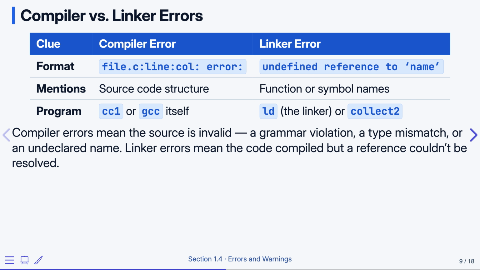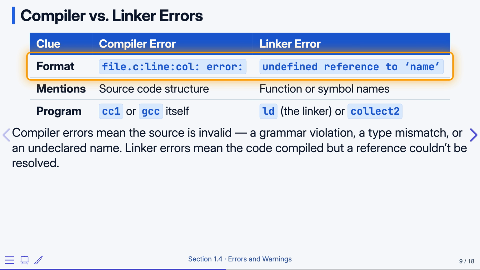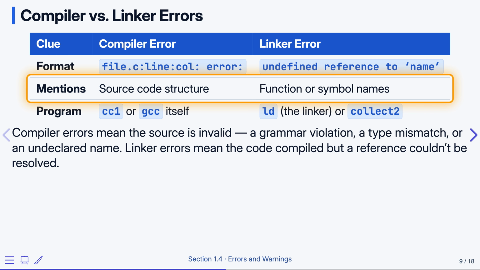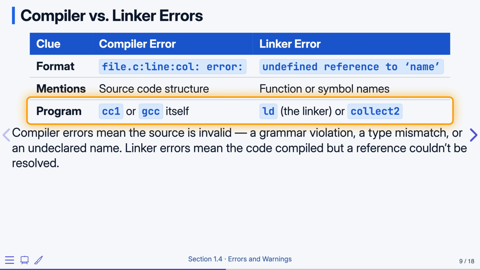How do you tell a compiler error from a linker error? Three reliable clues. The format. Compiler errors show file, line, column, then error. Linker errors say undefined reference to a name. What they mention. Compiler errors talk about the code structure. Linker errors talk about function or symbol names. And the program. Compiler errors come from cc1 or GCC itself. Linker errors come from ld, the linker, or collect2. The fix is different for each, so the difference matters.